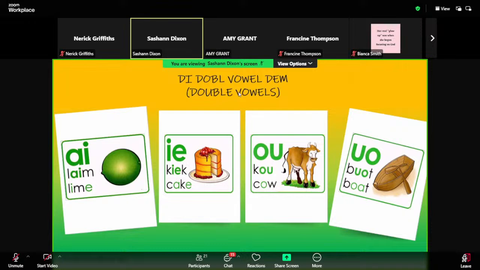So we have 4 vowels. Take a second, look at them. Remember that the second line represents the spelling in Jamaican. Sound them out. And let me just throw you guys in there and test you. So Bianca, for the second vowel there, the second double vowel, I-E, the spelling below it is K-I-E-K. What's the pronunciation there? Which word in Jamaican is being represented? What would that sound like?